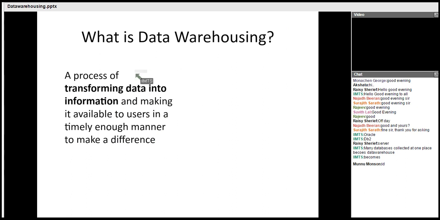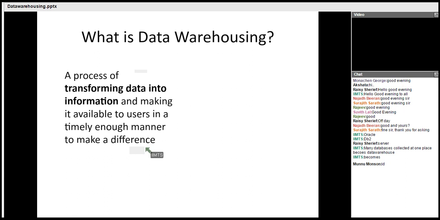And what is data warehousing? A process of transforming data, meaning unorganized data, into information, meaning meaningful information, and making it available to users in a timely enough manner to make a difference. How to make a difference? That data will be provided in the format as it is required, so that it can be helpful from the business perspective. So that is data warehousing. Data warehousing means providing the data.